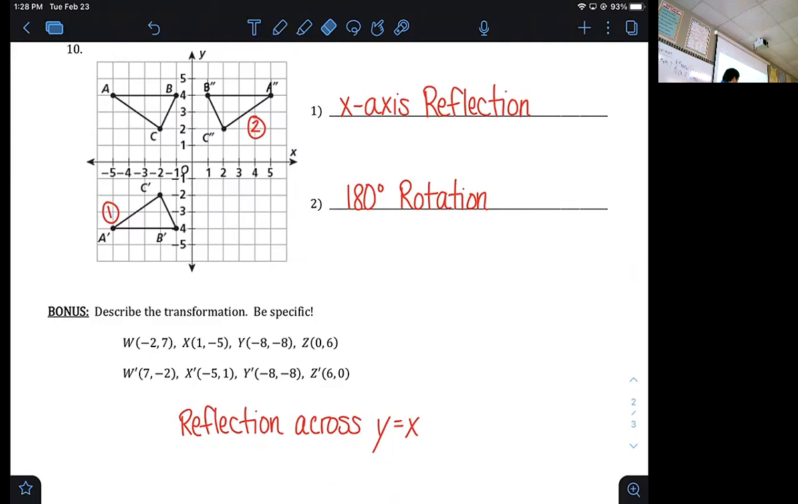I wouldn't be able to tell if I just looked at y and y prime, but when I put all of them together, I can see that they flip-flopped all of them. And so that's the reflection over y equals x.